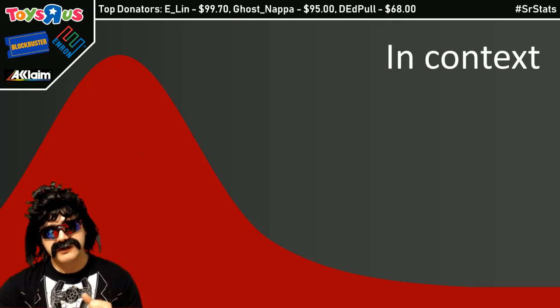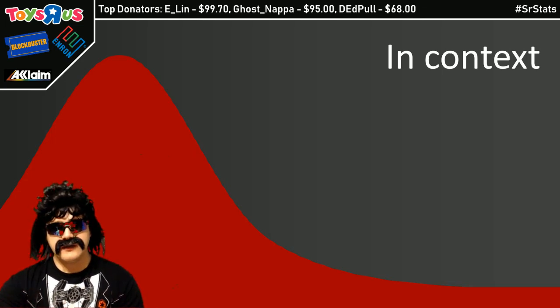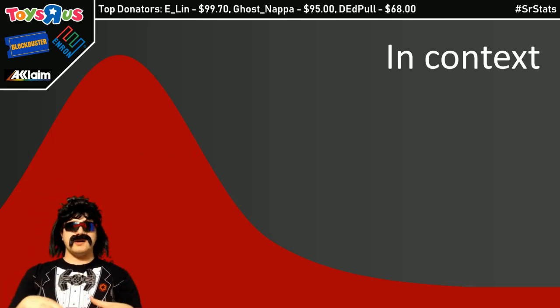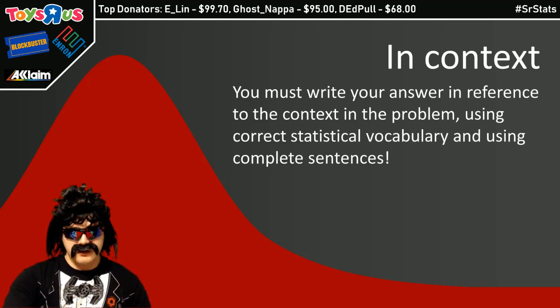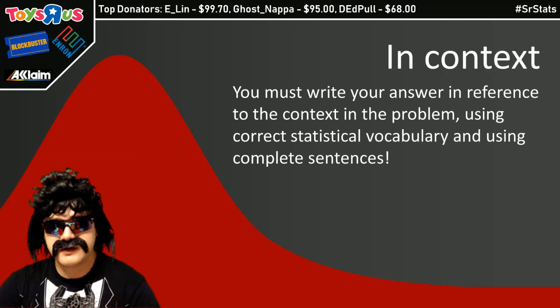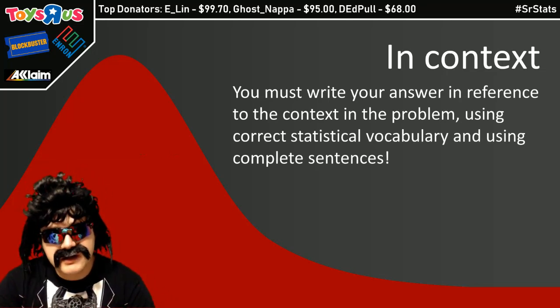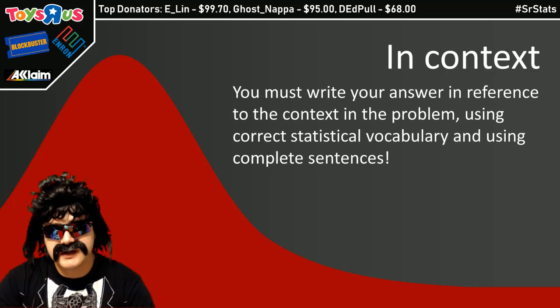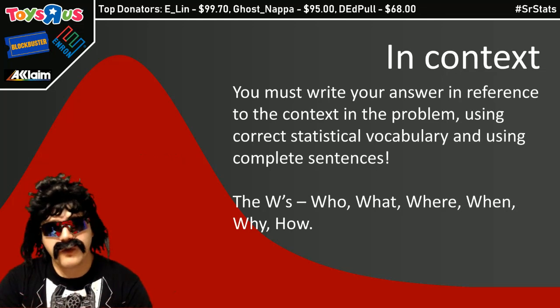Alright, the very, very most important thing about this is that you make sure that whatever you are doing with the description describes the graph in context to what you're actually talking about. If you don't actually let them know in context about what you're doing, you're going to have problems here. Okay, so you must write your answers in reference to the context in the problem using correct statistical vocabulary and using complete sentences. The W's, the who, what, where, when, why, how are all important key factors of this.